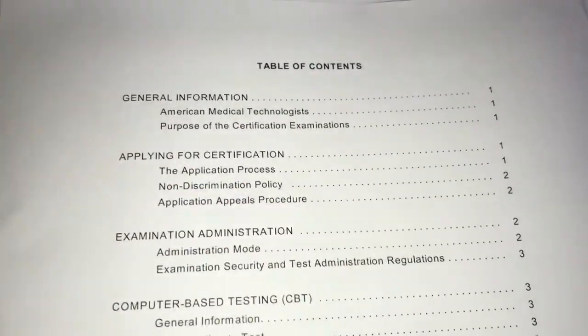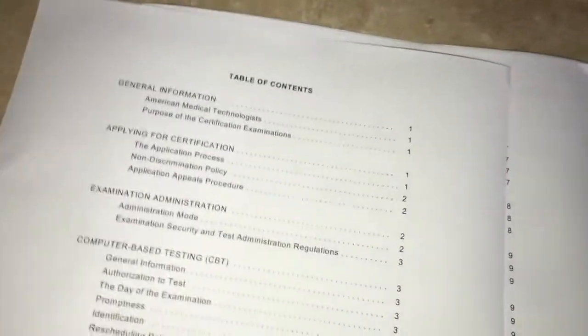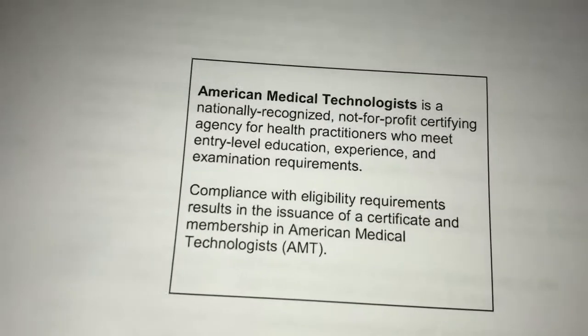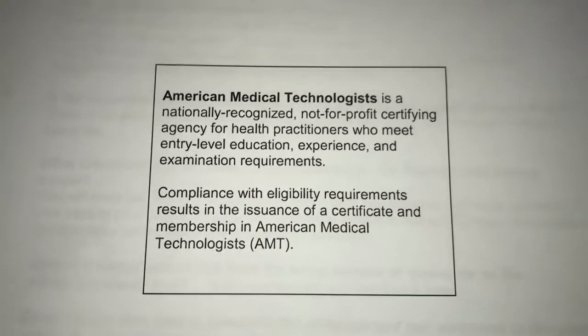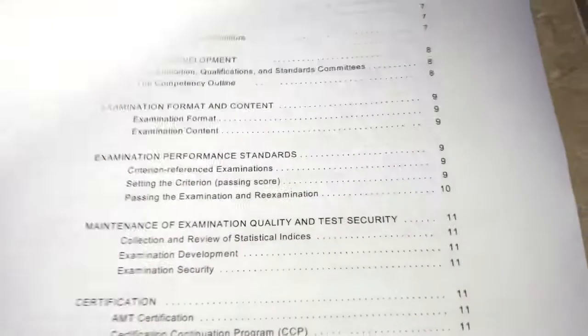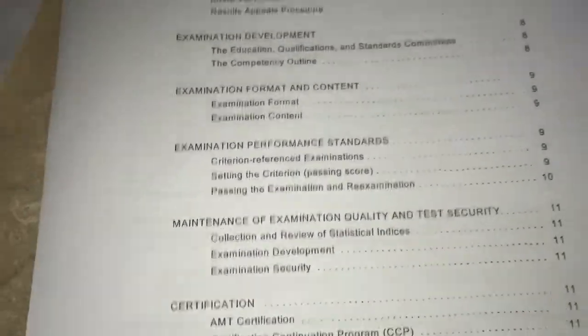Right here you guys can see the table of contents, the outline for the study guide for the AMT. The AMT is the American Medical Technologist, and that pretty much gives you a background of the history of the test. Again, this is the certified test for medical assistant. And you guys can pretty much see the table of contents of everything that you'll be going through.